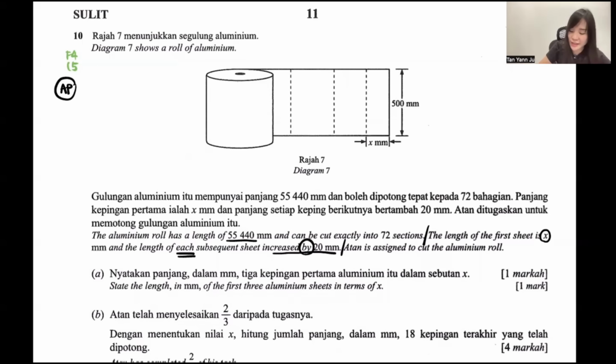So from this sentence, I know that the first sheet is X. The next sheet is X plus 20. The next sheet is X plus 20 plus 20 again. So isn't it just like that? You guys all know these are AP because they keep plus 20, okay?